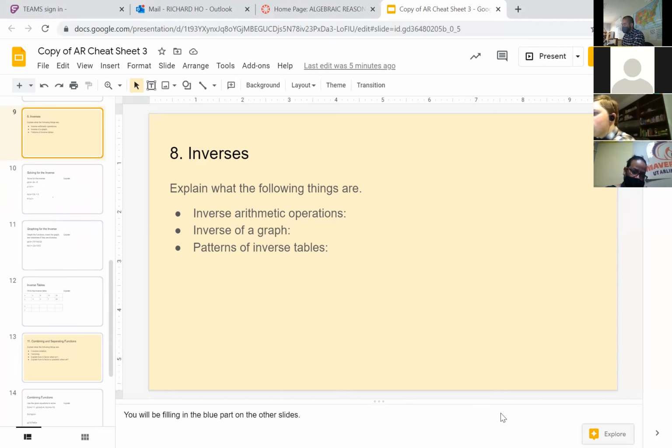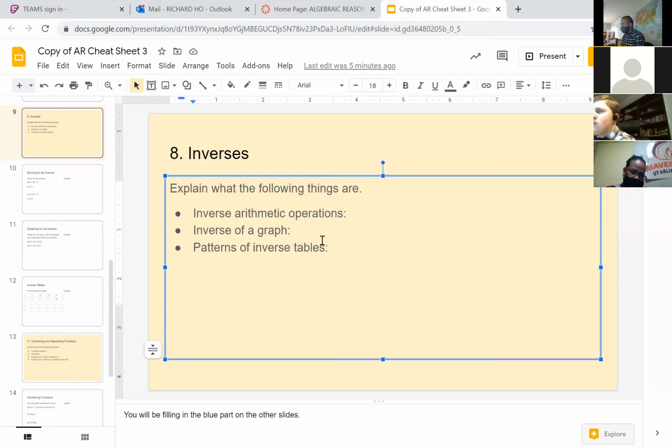Inverse operations. Addition and subtraction are inverses, multiplication and division are inverses, square root and squaring are inverse operations. The inverse of a graph will reflect it across the line y equals x. Patterns, inverses, tables. You switch them. So with the inverse tables, the numbers of the x and y will be switched.